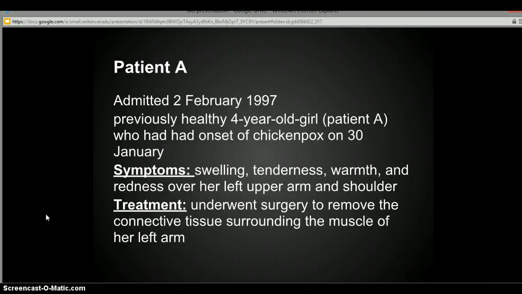So patient A was admitted to the hospital on February 2nd of 1997. It was a previously healthy 4-year-old girl who had an onset of chickenpox on January 30th, which we will go into more detail later. Her symptoms were swelling, tenderness, warmth, and redness over her left upper arm and shoulder. What ended up happening was she underwent surgery to actually remove part of the connective tissue surrounding the muscle of her left arm. So this ended up being some serious stuff.